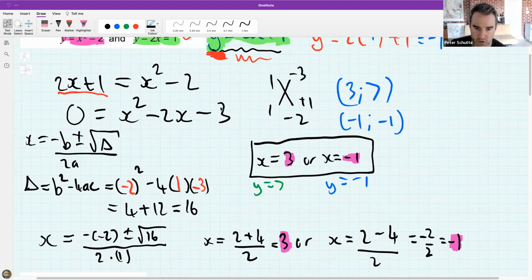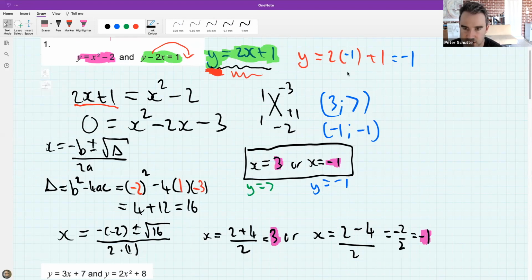I know there's a lot going on the screen, so I'm going to slow down and we're going to have a break in a second. But basically, I take these pink values and I just put them in here. So there's the -1. It's almost like coming from here. And that's how I get the matching y values.